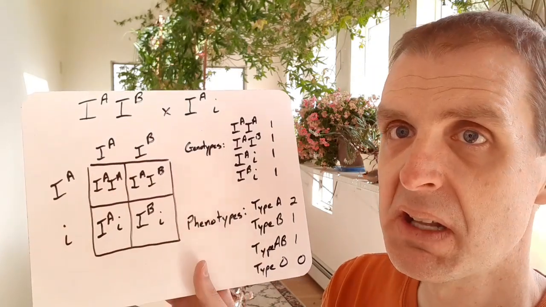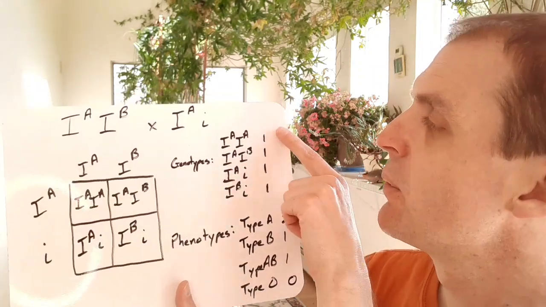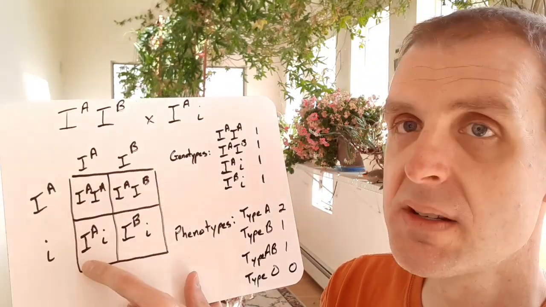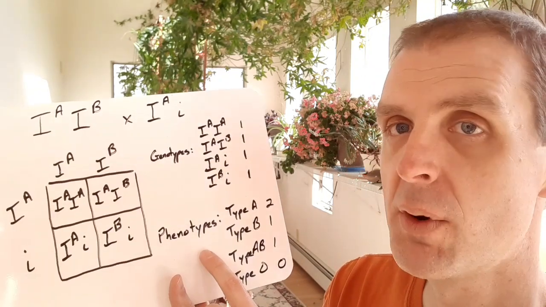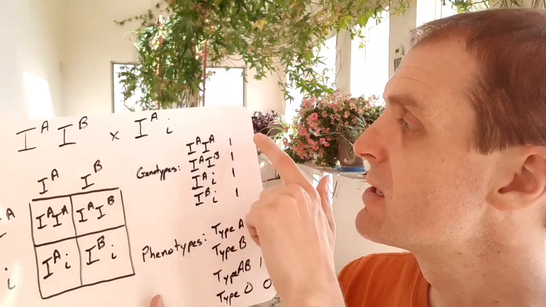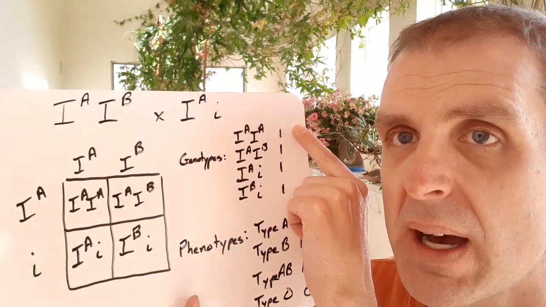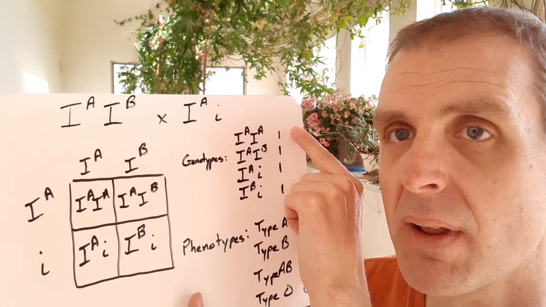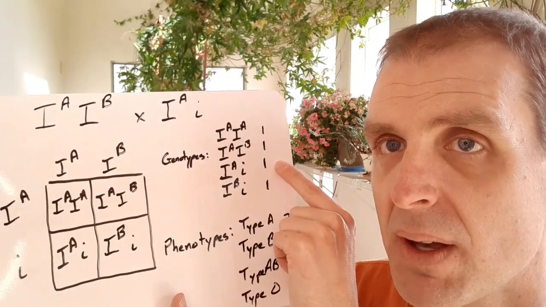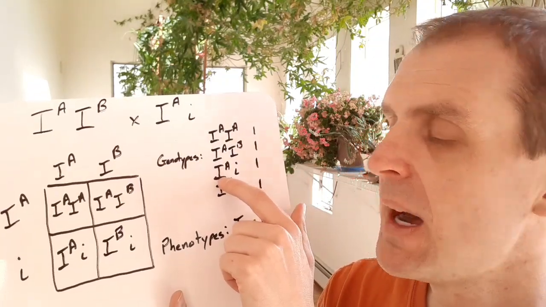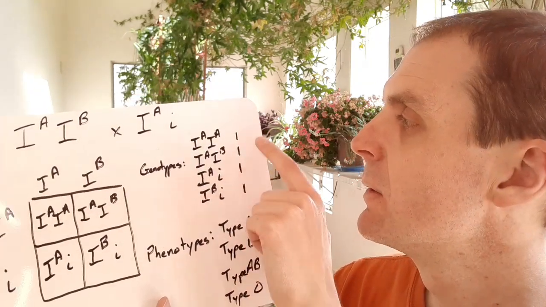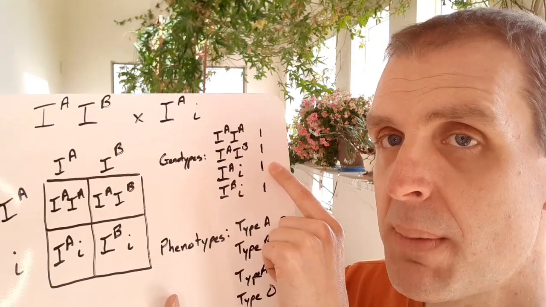You've got I to the A, I to the B, I to the A, and then lowercase i. Mix and match, fill out your Punnett square, and you end up with genotypes that, again, are a 1 to 1 to 1 to 1 ratio. Each one of these squares in our Punnett square was different. However, when we look at the phenotype, type A blood happens twice, because you can have type A blood if you are homozygous for the I to the capital A allele. You can also be type A blood if you have the I to the A followed by a lowercase i. And so this first one and the third one are both type A blood.